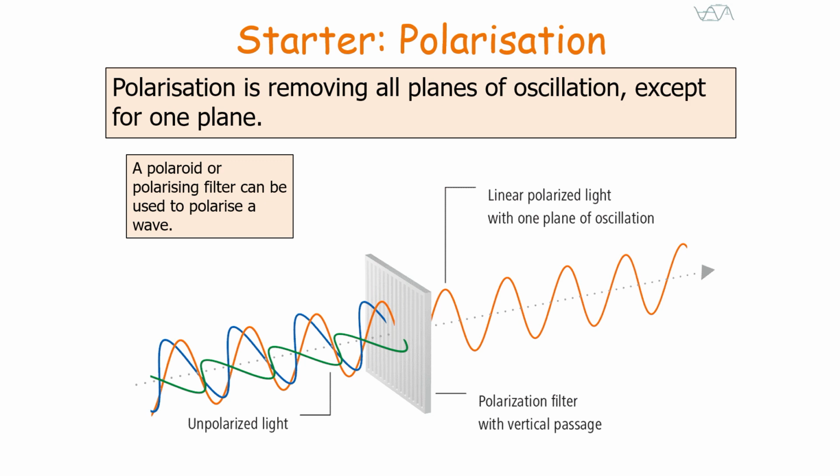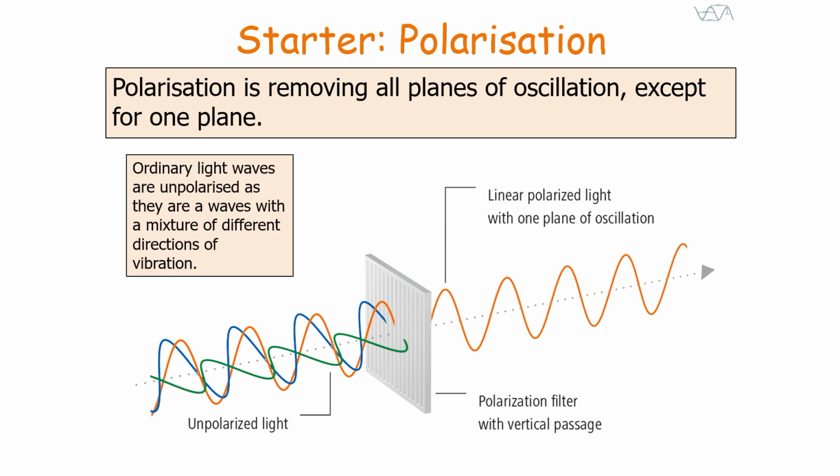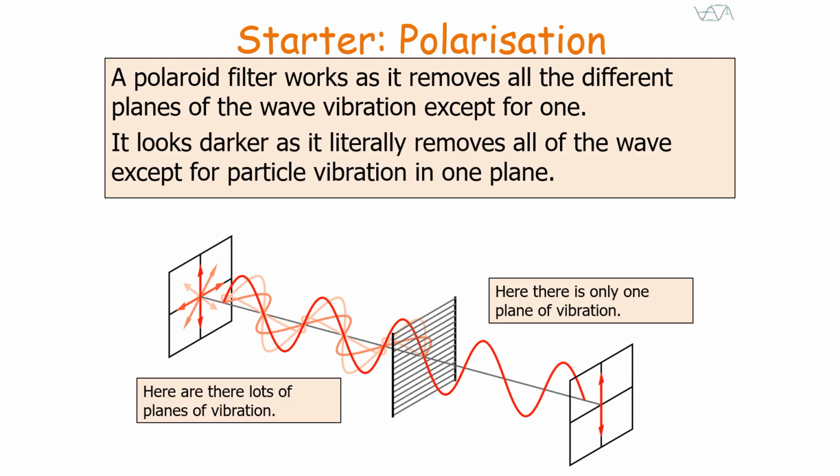So a Polaroid or polarizing filter can be used to polarize a wave. Now, ordinary light waves are unpolarized as they're a mixture of different vibrations and directions in the wave. A Polaroid filter works as it removes all planes of wave vibration except for one. So the wave coming out the other side will mean that the image will look darker, as it literally removes all of the wave except for particle vibration in one plane.